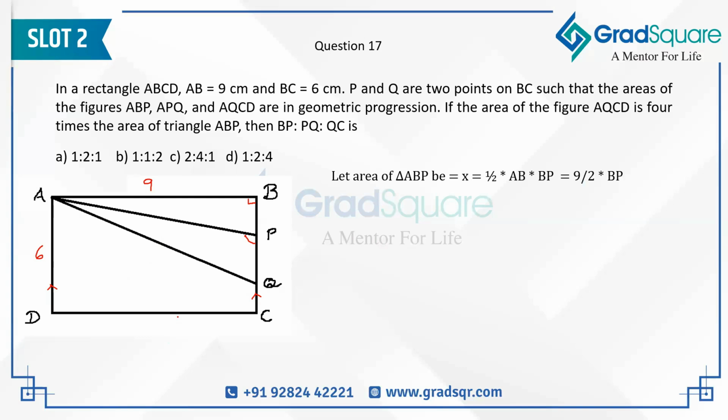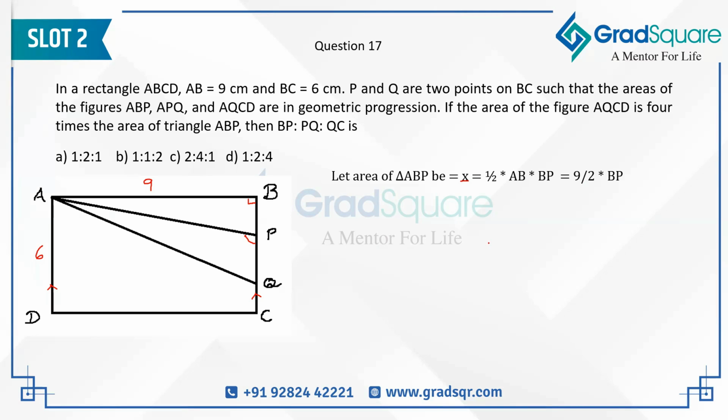So what we can do is start by assuming triangle ABP's area to be X. Okay, so just taking the area to be equal to X. And of course, because triangle ABP is a right angle triangle, its area can be written as half into AB into BP, because we can consider BP as the base and AB as the height, as it's a right angle triangle. So AB is the height, BP is the base, half into base into height.